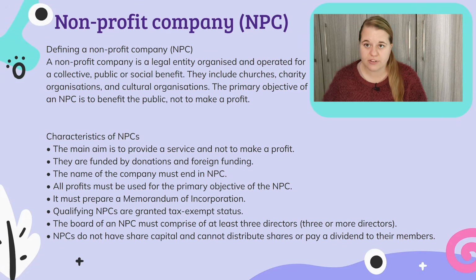Alrighty, non-profit company, the one that does not make a profit, right? Definition. This is a legal entity, again, so now we're seeing it as separate to the person themselves, right? It is organized and operated for a collective, public, and social benefit. They include churches, charity organizations, and cultural organizations. The primary objective of an NPC, non-profit company, is to benefit the public and not to make a profit.